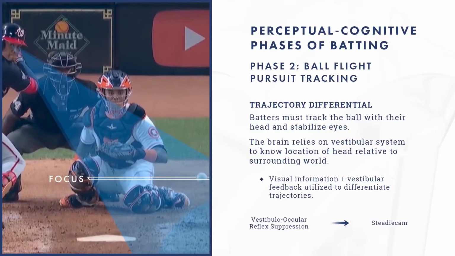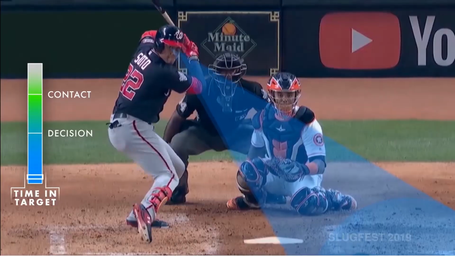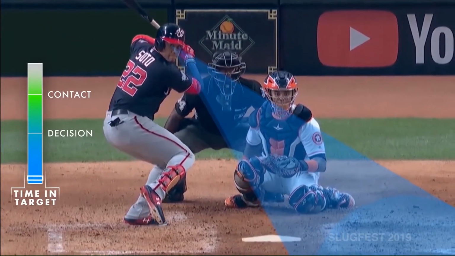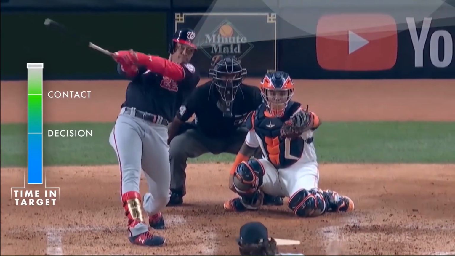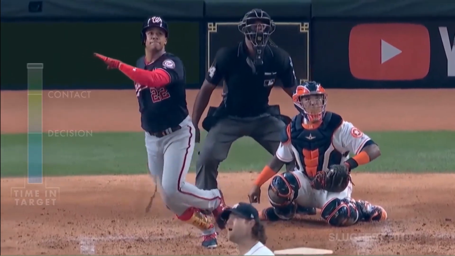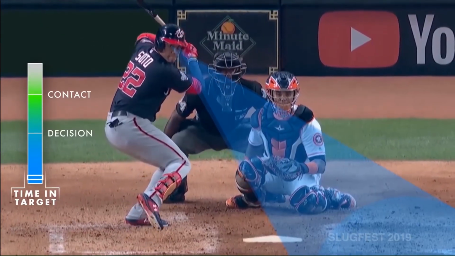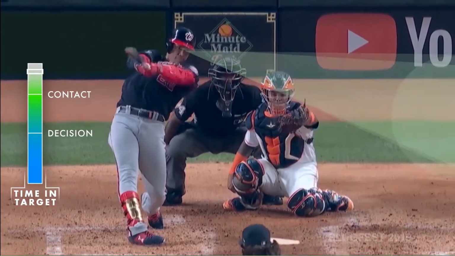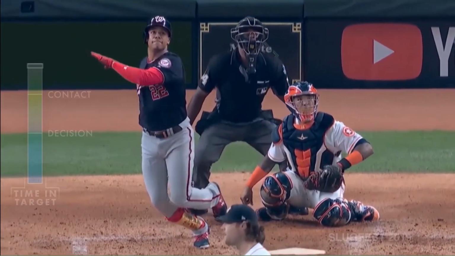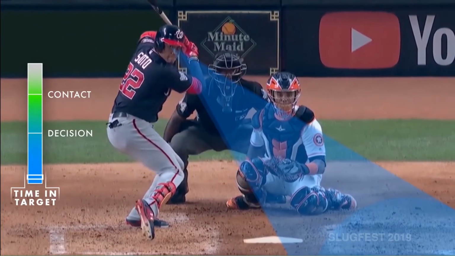So when we look at how we're going to eventually track in that differential, it comes down to this vestibular ocular reflex suppression that I mentioned earlier. And what you'll see in this video right here from Soto in the World Series really illustrates well what is happening. You'll see that his eyes and head are fixed from the time the ball is released to well past the swing being initiated. There is zero movement. His eyes are completely in a fixed location.